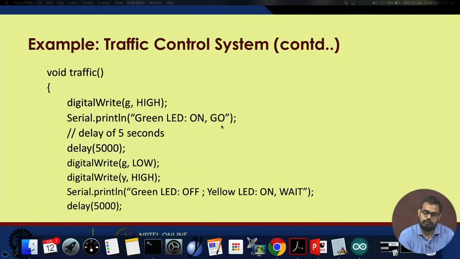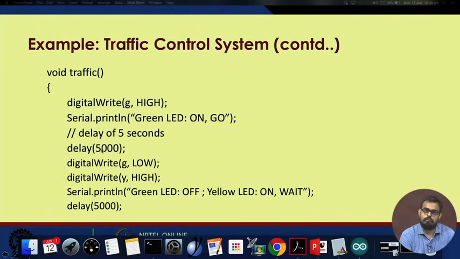Since it simulates a traffic signal, you'll have a go signal denoted by green, a stop signal denoted by red, and a wait signal denoted by yellow. So green LED, when it switches on, it signifies go. This will be printed on the serial port. You can obviously comment this out. Then we induce a delay of 5 seconds using this command, delay 5000.